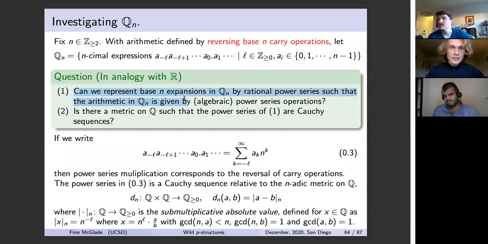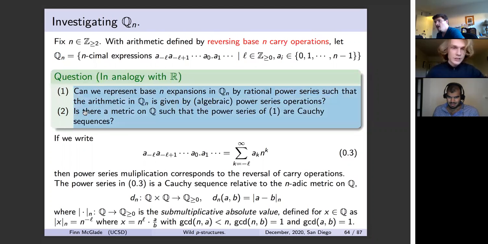And I'd like to ask some questions about qn. So the questions I'd like to ask are the following. Is there some way that I can represent these n-simal expansions in qn by rational power series such that the arithmetic in qn is given by algebraic power series operations? That's the first question. And the second question is, is there a metric on Q such that these formal rational power series I've written down are actually Cauchy relative to this metric? And so it turns out the answer to both of these questions is yes.